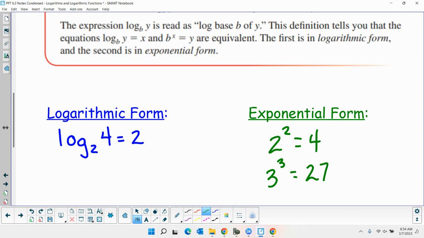3 to the third equals 27. That's exponential form. Now log form. Log base what? What's the base? 3. Of what number? 27 equals what exponent? 3. Logs are exponents, basically. Okay.